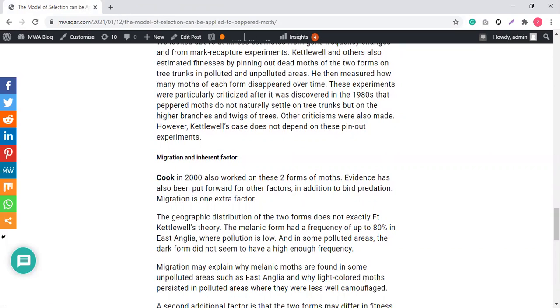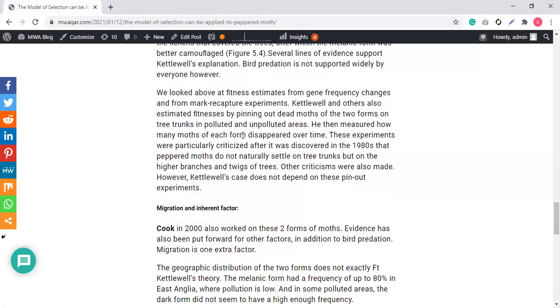These experiments were particularly criticized. However, Kettlewell's case does not depend on these pin-out experiments and what they said, that they settled on the trunks or on the branches. Wherever they settled doesn't matter. Actually, they settled on the trees. The moth settled on the trees, and bird predation also occurred at that point.